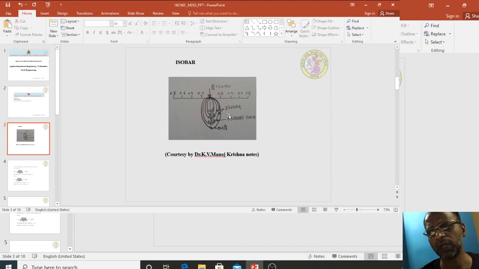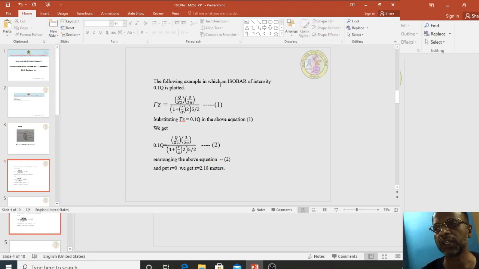Coming to isobar, what is meant by isobar? A line joining points of equal pressure. So you will get 0.1 times Q here, 0.1 times Q at each of these points. If you join all these points, you form a bulb, and this is called an isobar. The pressure on this bulb remains the same, and this is called a pressure bulb. In the following example, the isobar of intensity 0.1 times Q is plotted.